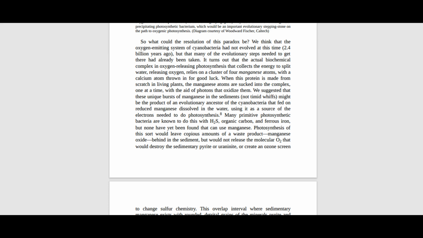When this protein is made from scratch in living plants, the manganese atoms are sucked into the complex, one at a time, with the aid of photons that oxidize them. We suggested that these unique bursts of manganese in the sediment, not timid whiffs, might be the product of an evolutionary ancestor of the cyanobacteria that fed on reduced manganese dissolved in the water, using it as a source of the electrons needed to do photosynthesis.